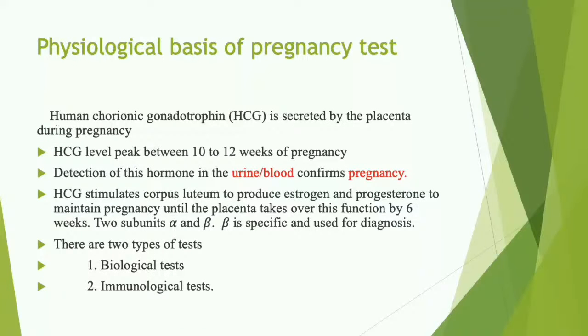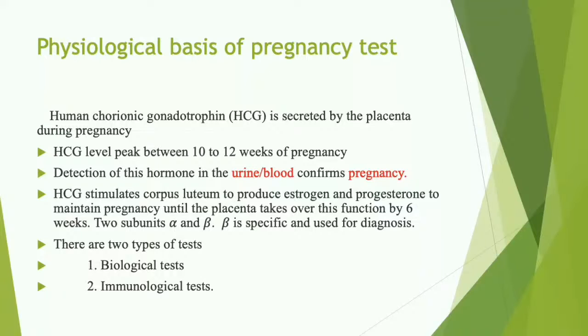Another important question is the physiological basis for pregnancy test, right? So in this, human chorionic gonadotropin or HCG is the most important hormone here, which is secreted by the placenta during pregnancy. It peaks between 10 to 12 weeks of pregnancy. Now detection of this hormone either in urine or in blood confirms pregnancy, right? So this HCG, initially it is important, as we saw previously, to maintain the corpus luteum so that it forms estrogen and progesterone till the placenta takes over this function by 6 weeks.